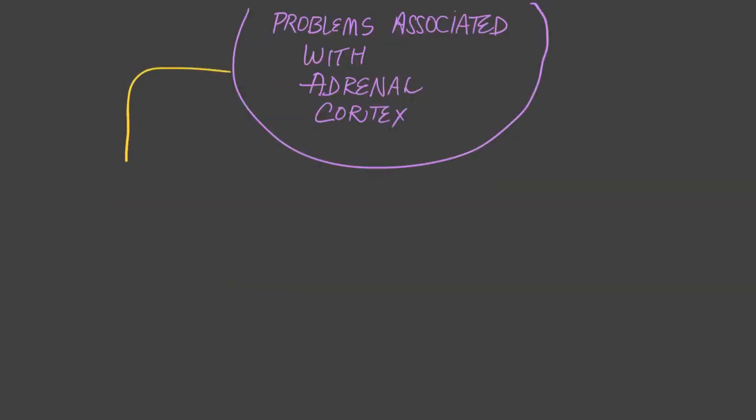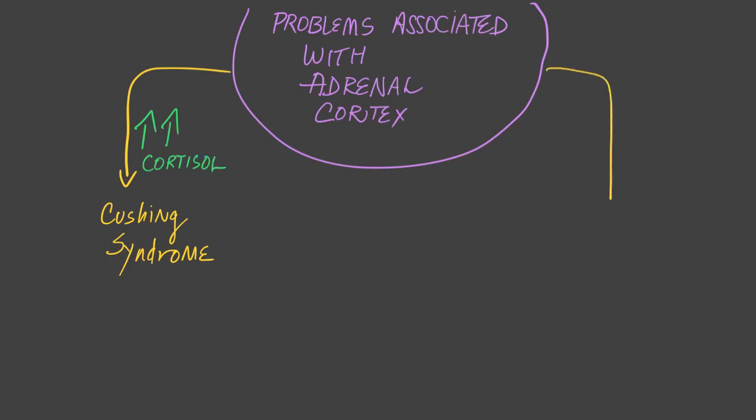Problems associated with the adrenal cortex have something to do with the levels of cortisol. If the levels of cortisol are too high, it results in a condition called Cushing syndrome. The high level of cortisol results in high blood sugar, high blood pressure, and weight gain, especially in the face. If the levels of cortisol are too low, it results in a condition called Addison's disease. The low level of cortisol results in extreme fatigue, low blood pressure, and fainting.